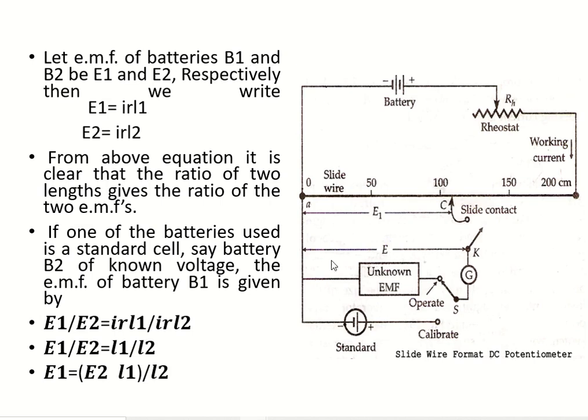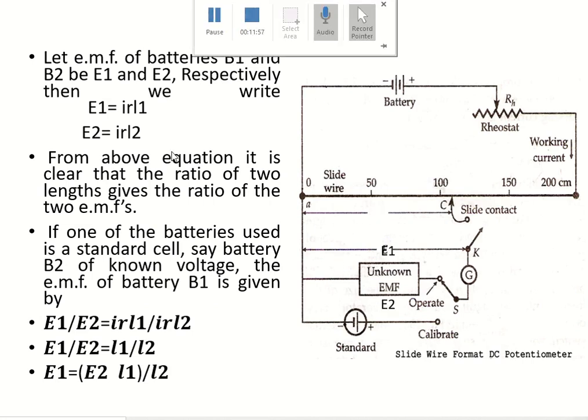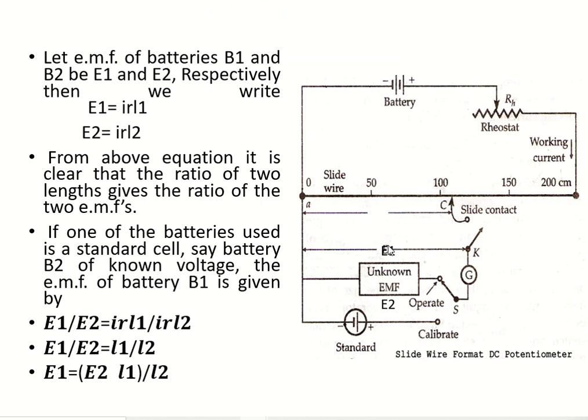Let the EMFs of batteries B1 and B2 be E1 and E2 respectively. So in this figure, let E1 be the voltage of the unknown EMF B1 and E2 be the voltage across the standard EMF. We know the value of E2, but E1 is unknown. So what is the equation for E1? As per our previous equation, it is I, current through the circuit, into R, resistance per unit length, into L1, that is the length at which the galvanometer shows zero deflection when connected to the unknown EMF. Similarly, E2 equals I into R into L2.